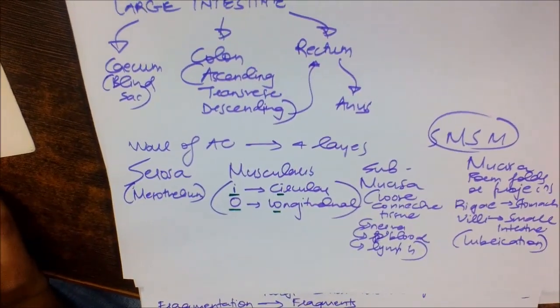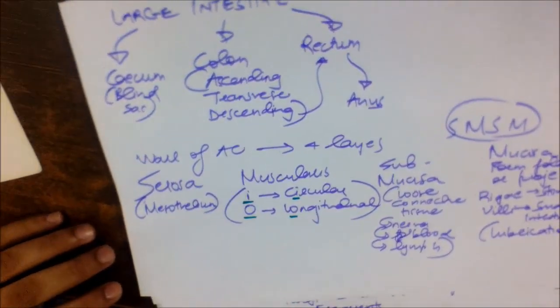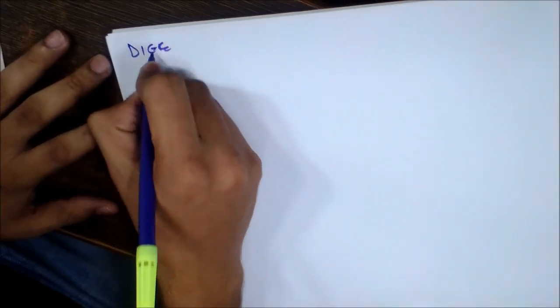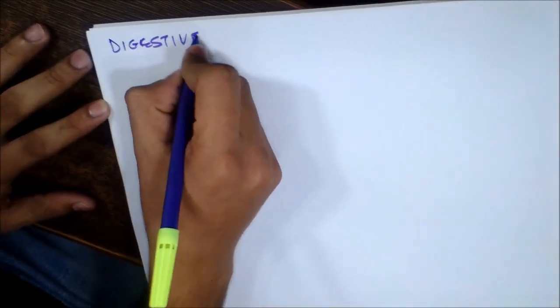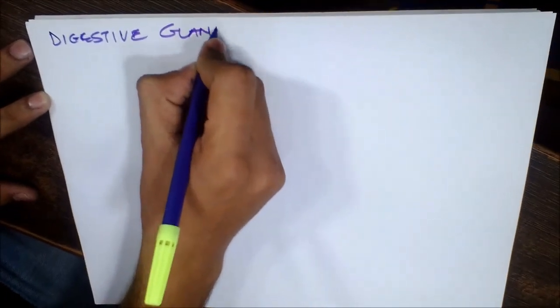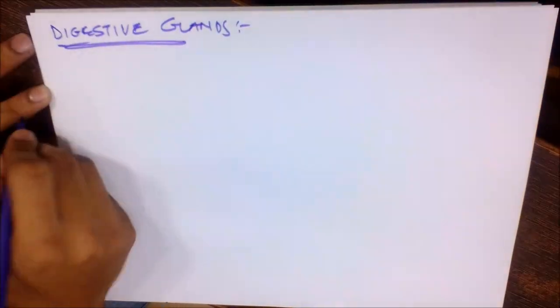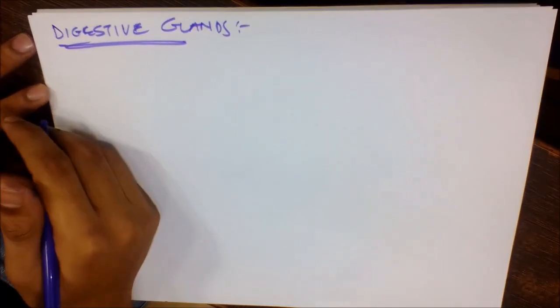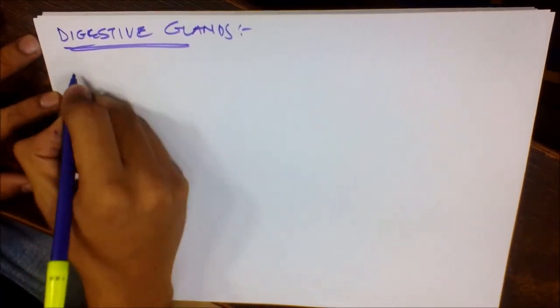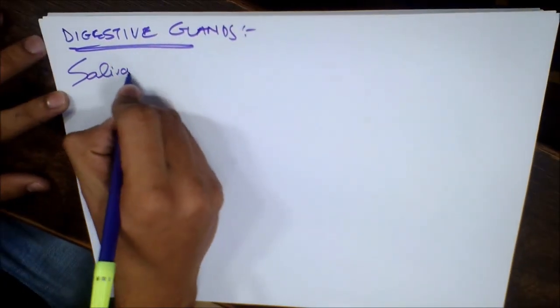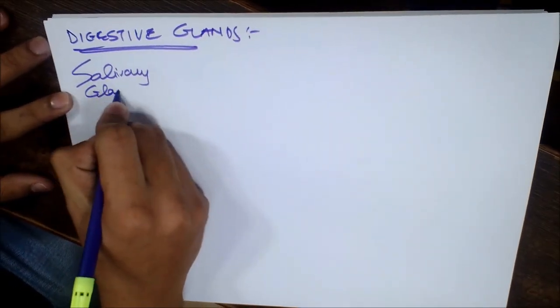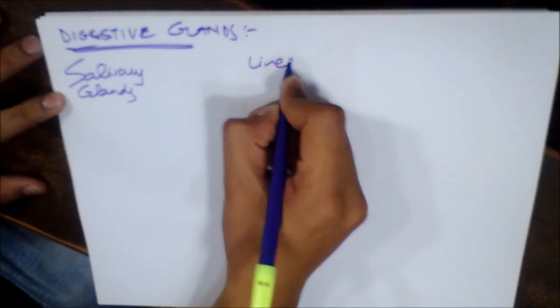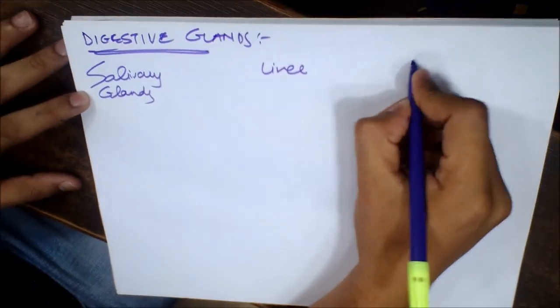Now we'll be studying the digestive glands, which are found inside the body and aid in the process of digestion. The digestive glands associated with the alimentary canal include the salivary glands, the liver, and the pancreas.